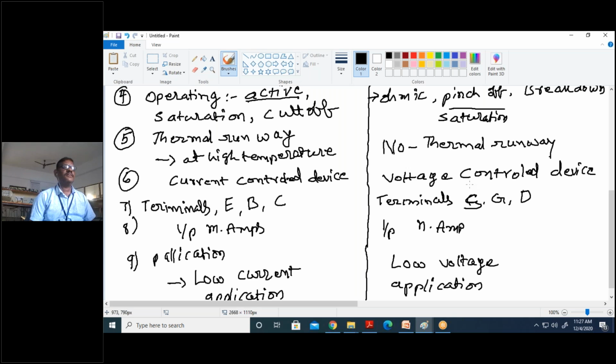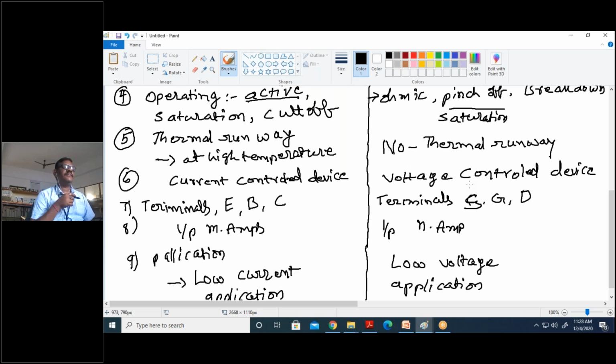Here in JFET, the source enters the majority of charge carriers. Drain leaves the majority of charge carriers. Gate controls the flow of charge carriers.